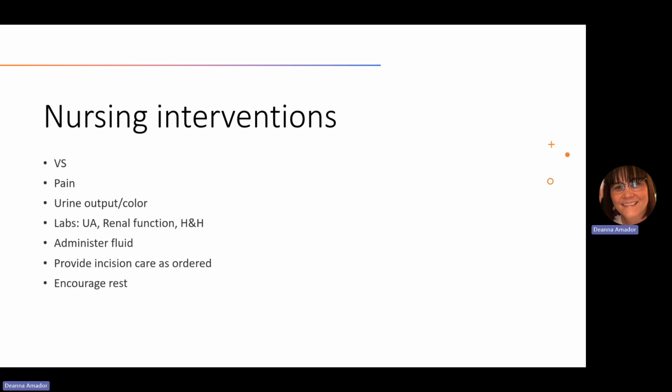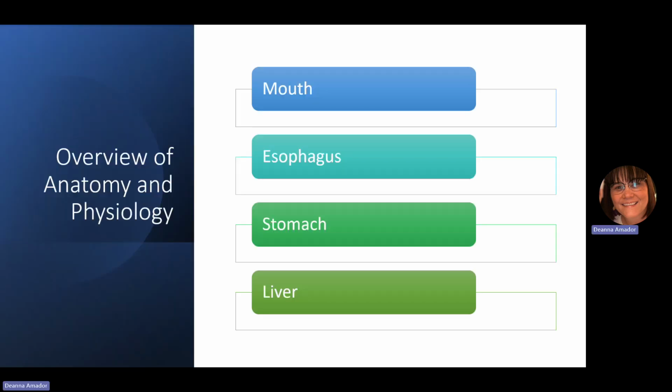Okay. Now we're going to move on to our GI. So, overview and anatomy of the GI: obviously our mouth, esophagus, stomach, and liver. With the liver, we have absorption and metabolism of nutrients, degradation of toxins, hormones, and medications, and synthesis of proteins, clotting factors, albumin, fibrinogen, prothrombin.